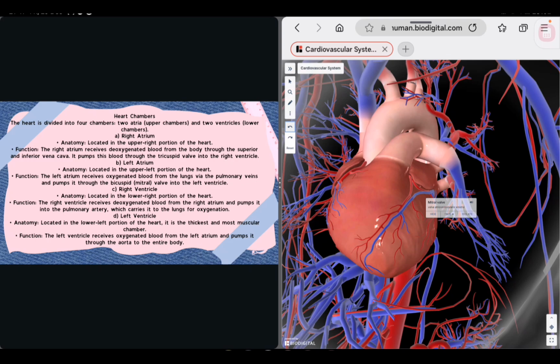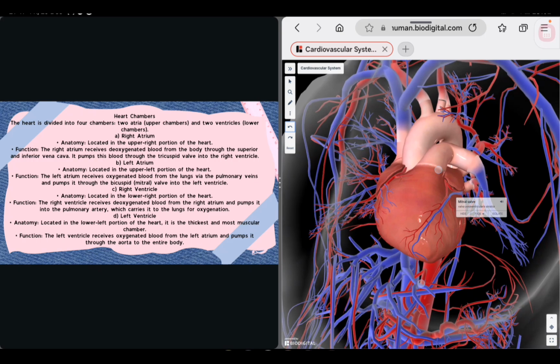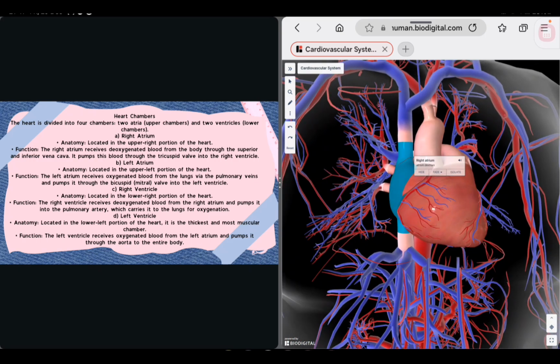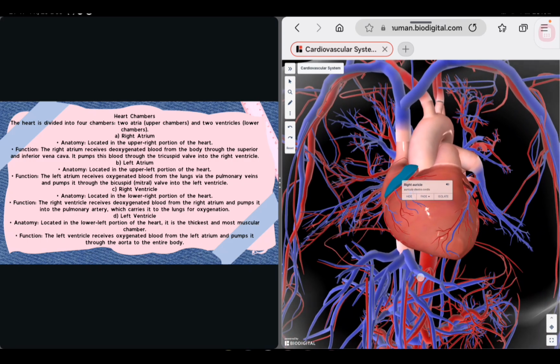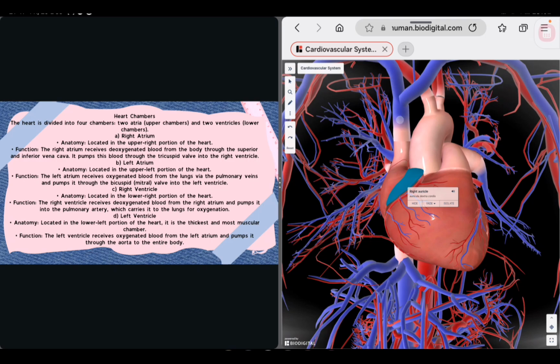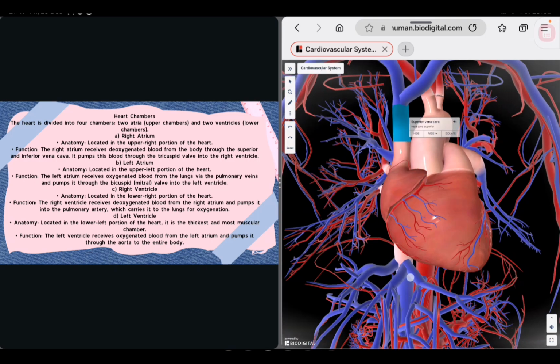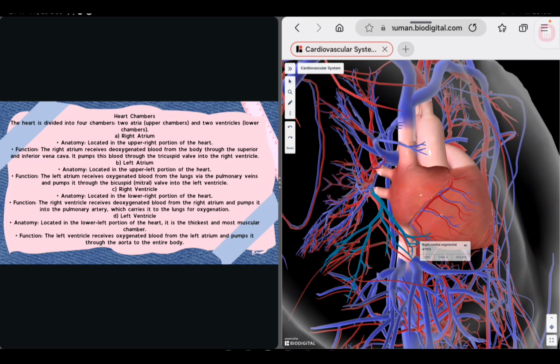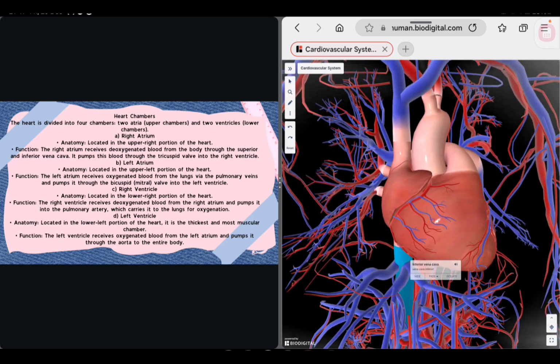So started with the chambers, right atrium. This is right atrium, located in the upper right portion of the heart at the right auricles. So this right atrium is going to receive deoxygenated blood from the body through superior vena cava and inferior vena cava. So it will pump this blood through the tricuspid valve into the right ventricle here.